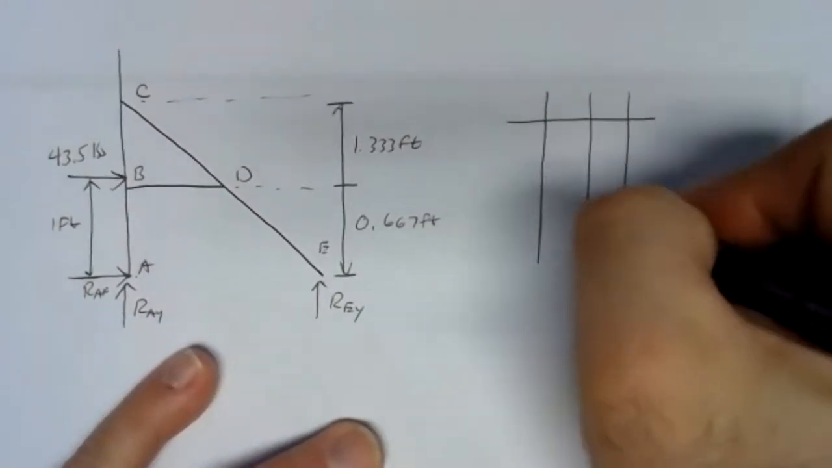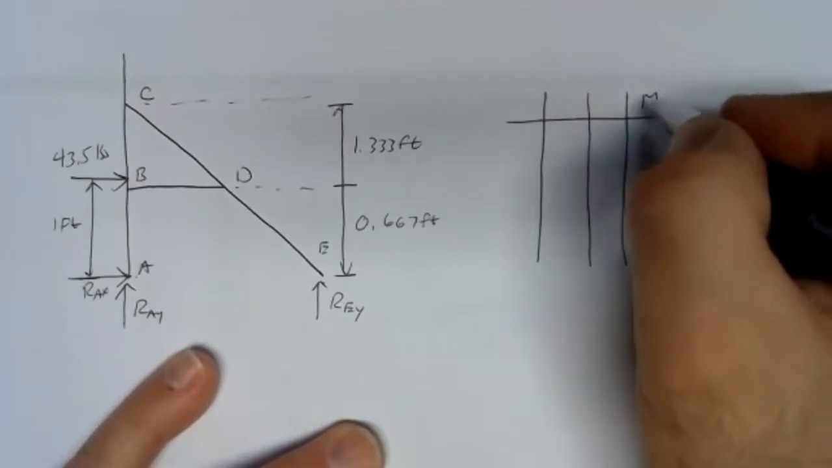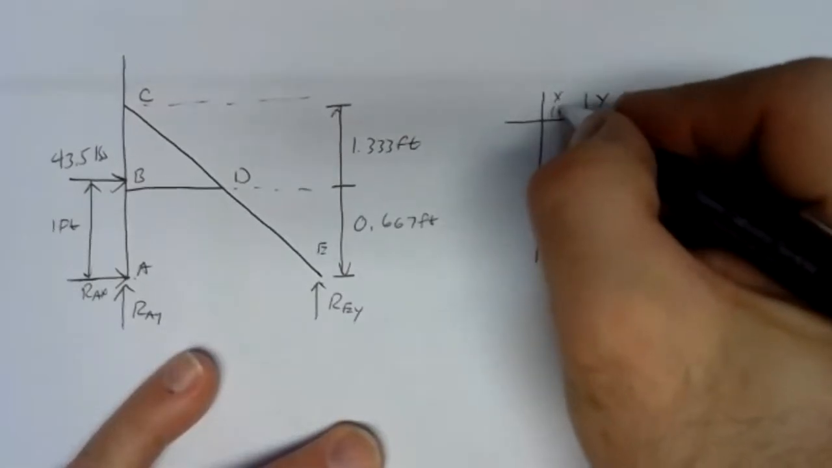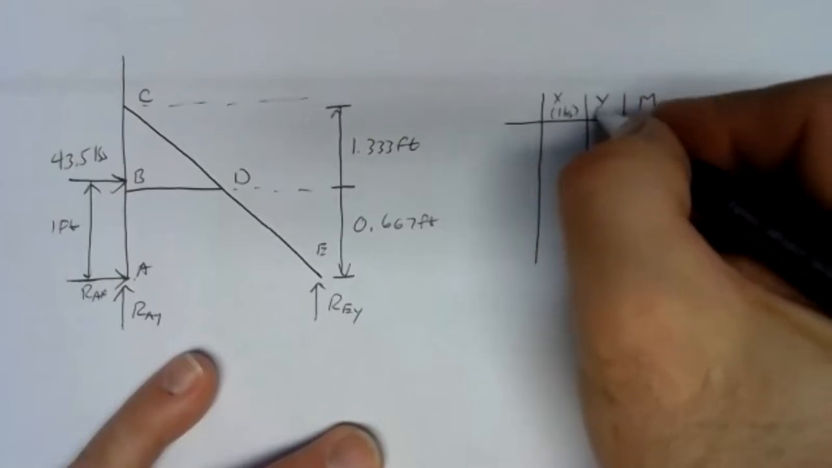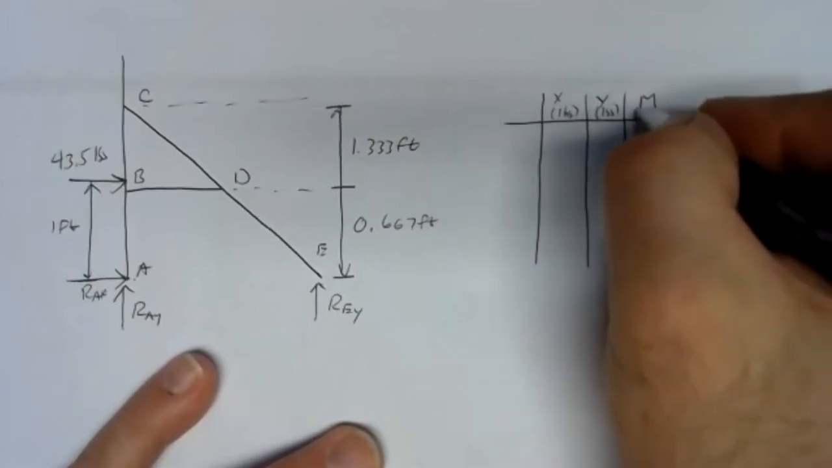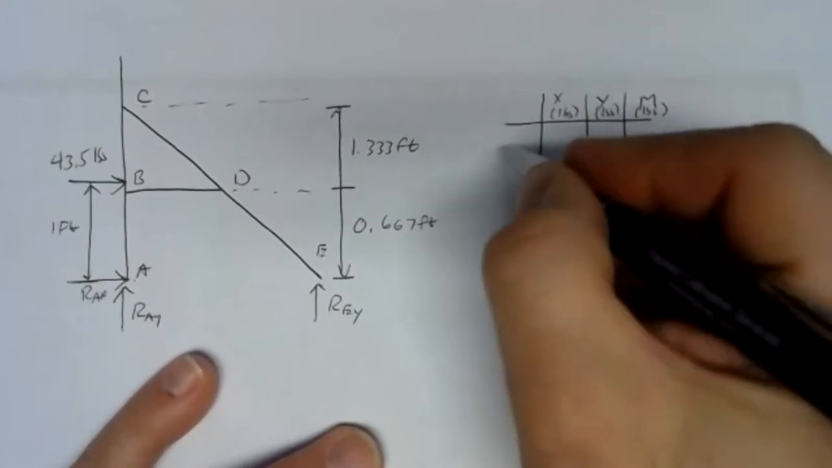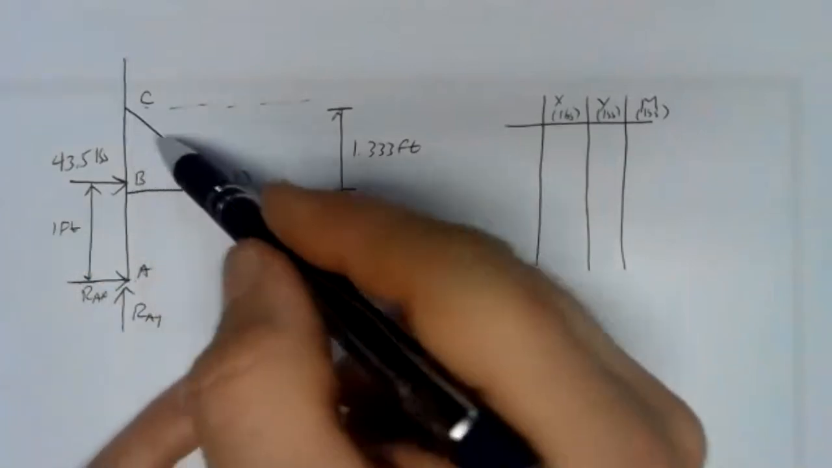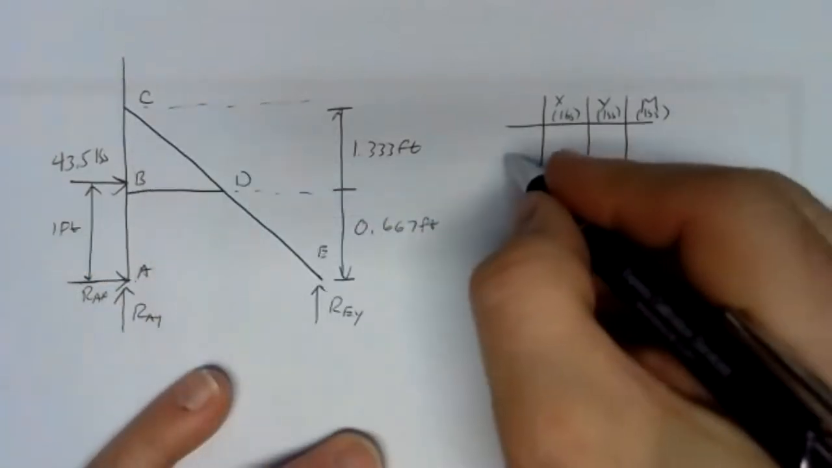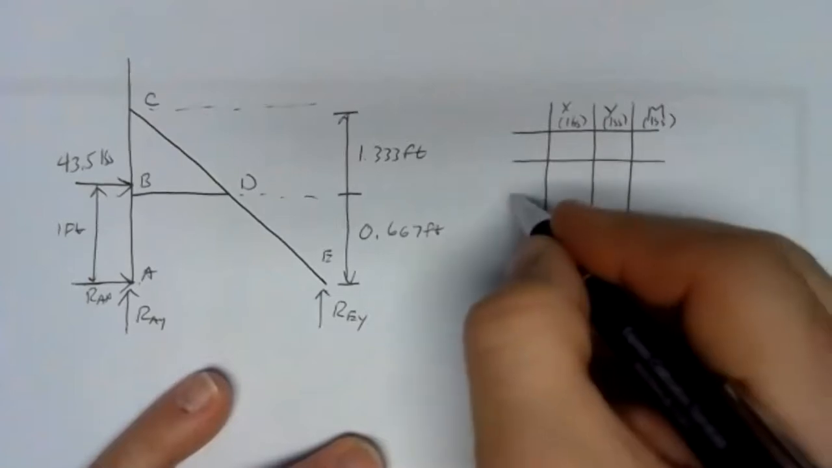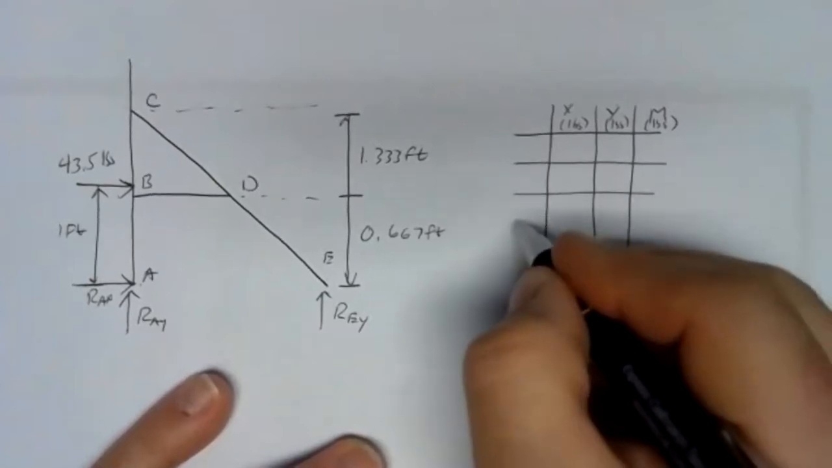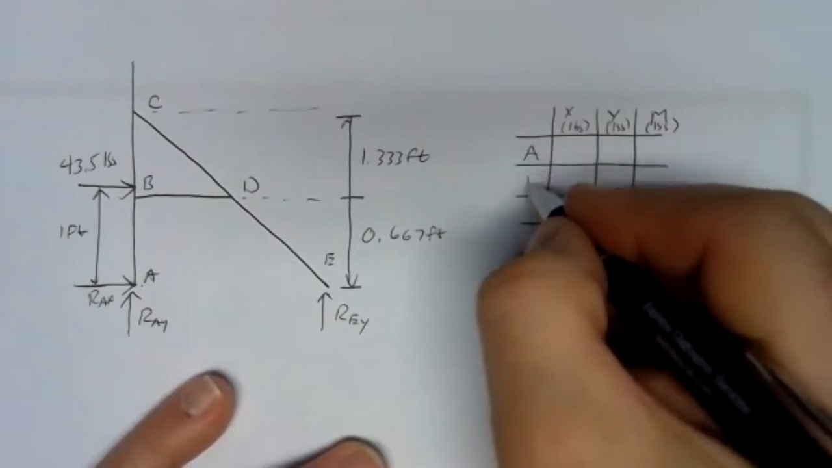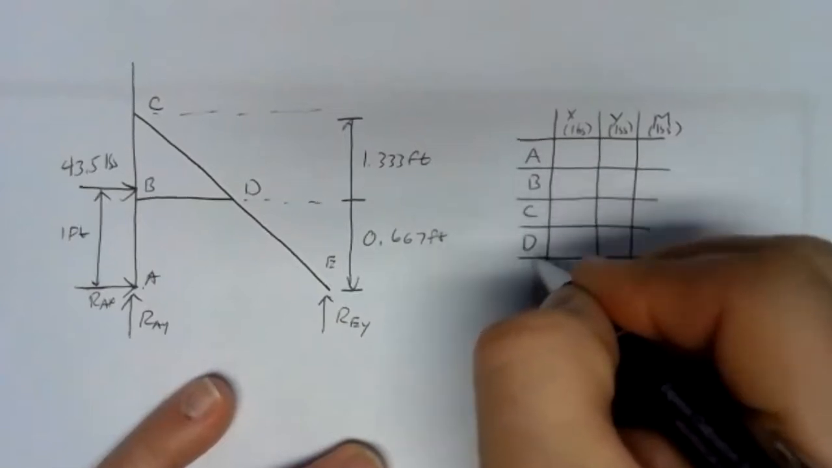We have some X's, Y's, and magnitudes, all in pounds in this case. But this time we have 5 points, A, B, C, D, and E. So we're going to have 5 rows in the table: A, B, C, D, and E.